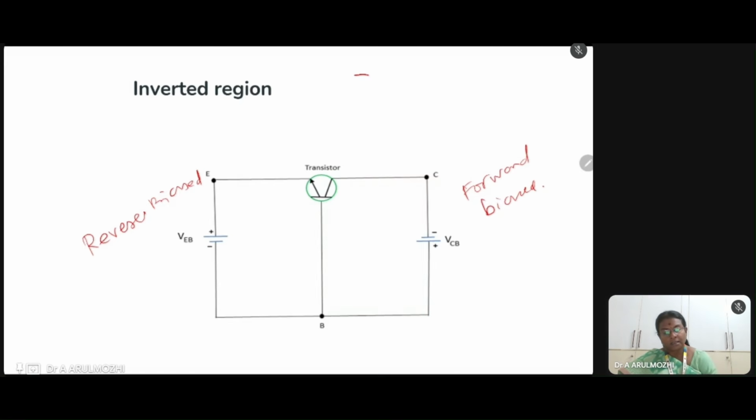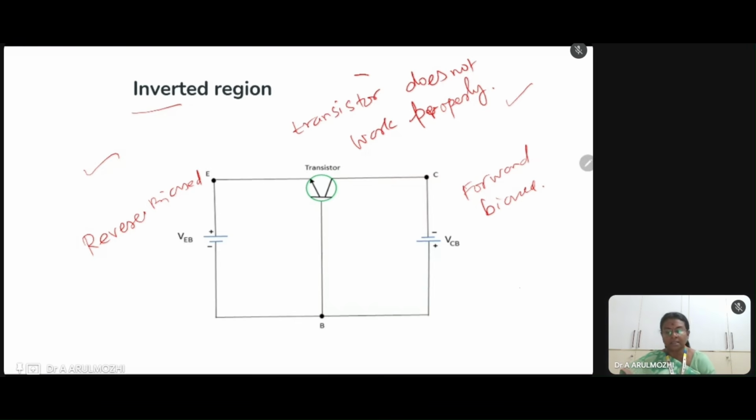Under this inverted region, the transistor does not work properly. So we can say this is not a much important region. We are not going to bother much about this inverted region.